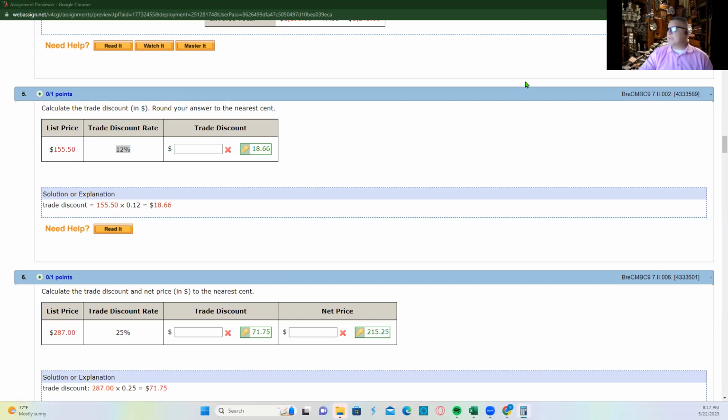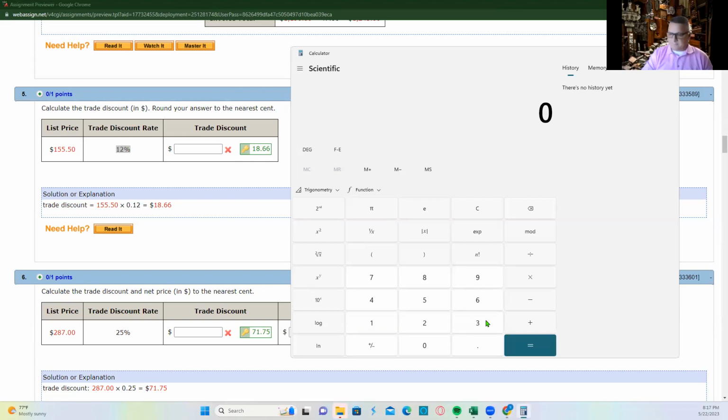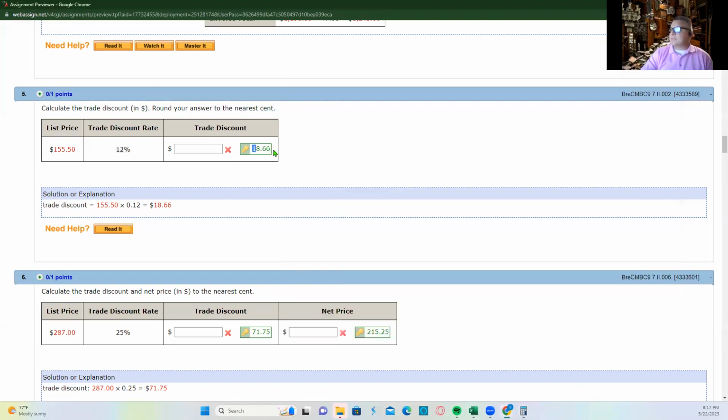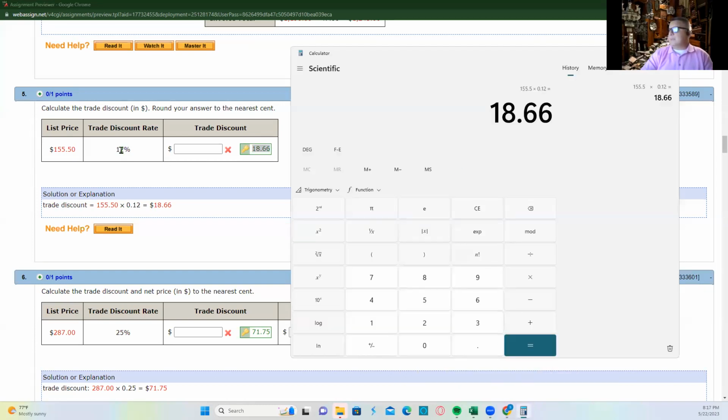And we should get the same numbers they have here. So we have 155.50, and we're going to multiply it times, like I said, the 0.12. That's going to give us 18.66. Now that's our discount, right? So our cost is going to be, and they're not asking for that yet, but let's just go ahead and figure it. Our cost is going to be our 155.50 minus our 18.66. So this is what you're going to pay.